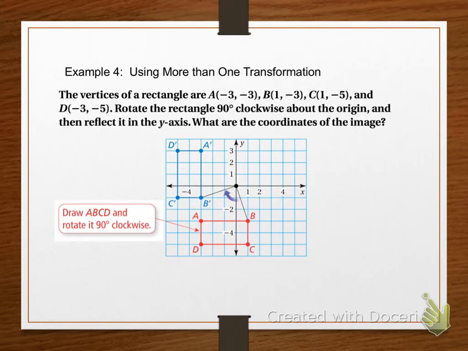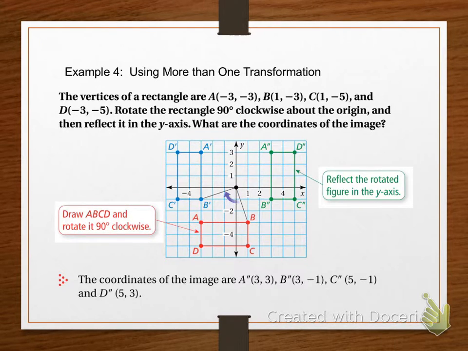But now we're asked to reflect it over the y-axis. And if you remember, the y-axis, which is labeled right here, is this one going up and down. So you're looking at reflecting it. Remember, if I'm going 3 to the left, I go 3 to the right and put a point. 5, 5. Again, 3 and 5. So when I draw my new figure, it should look like this rectangle. This is the reflection of the rotated figure over the y-axis. So the new coordinate points are going to be 3, 3, 3, -1, 5, -1, and 5, 3.